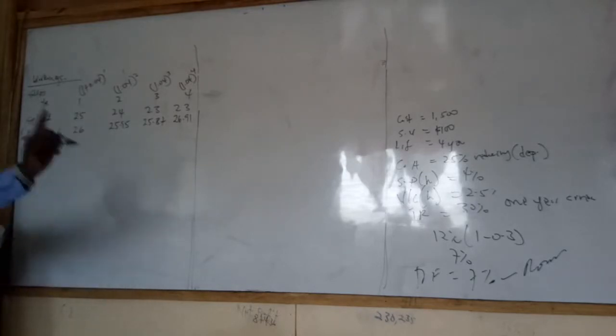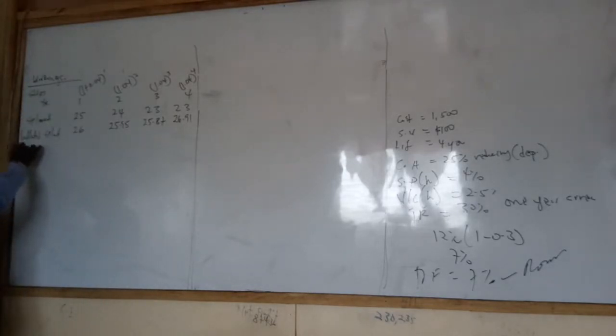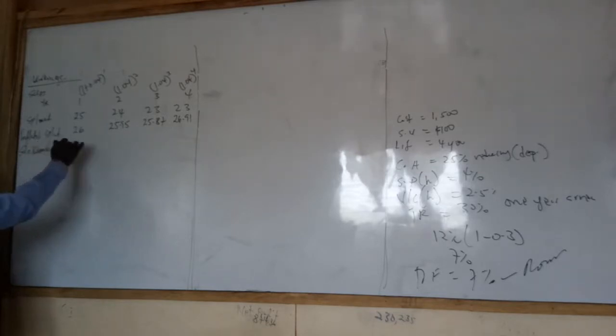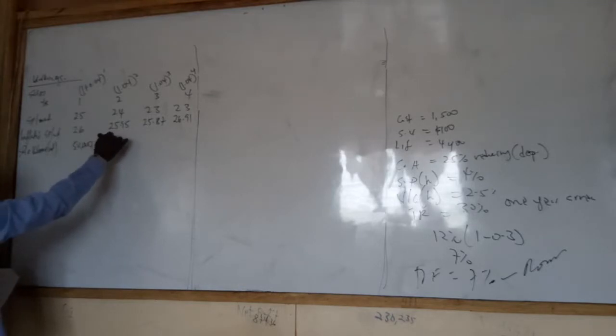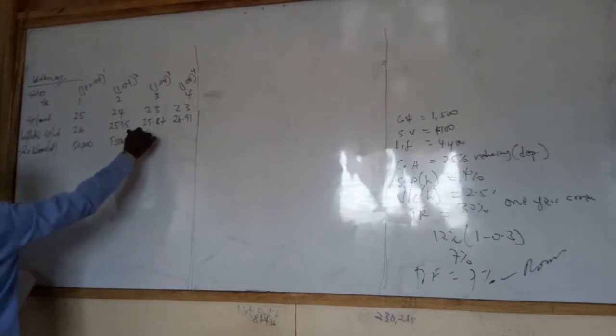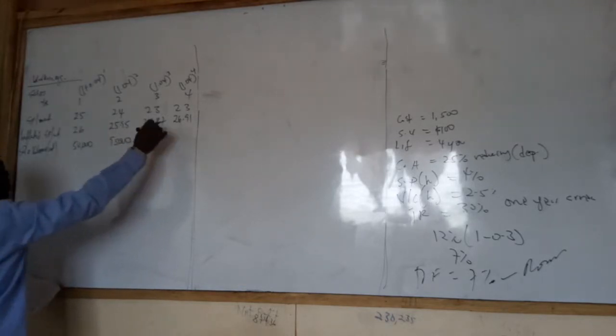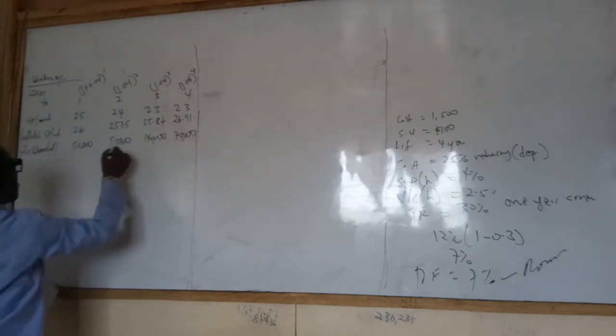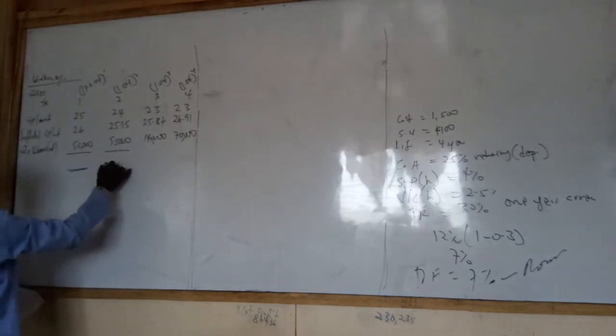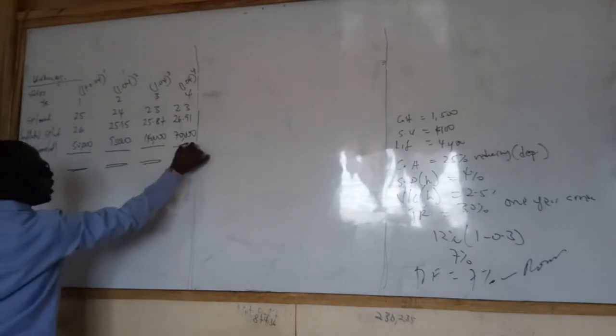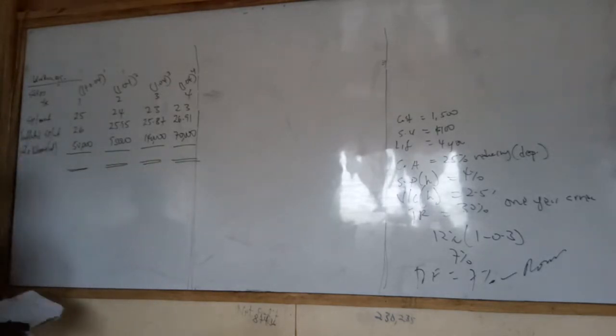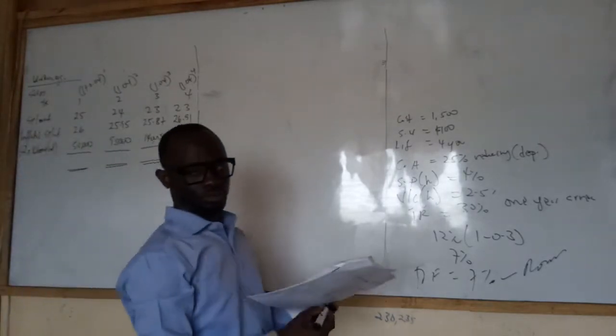Now we can bring the sales volume in units. How much do we have? 50,000, 95,000, 140,000, 70,000. So let's multiply. We are multiplying the inflated selling price per unit by the units produced, or by the sales volume.